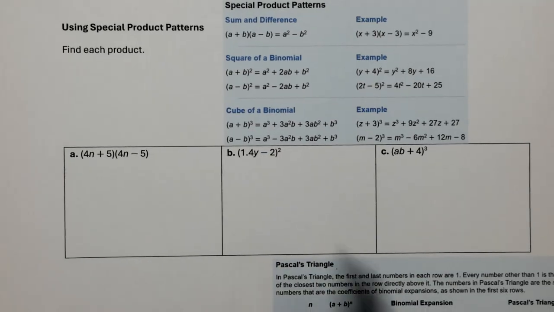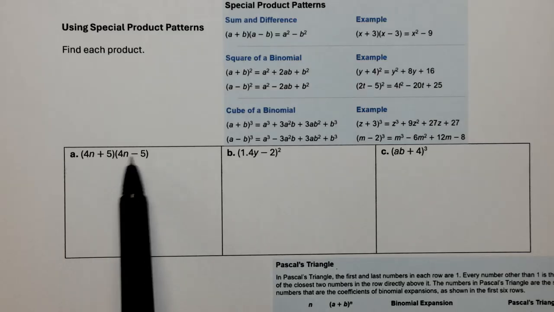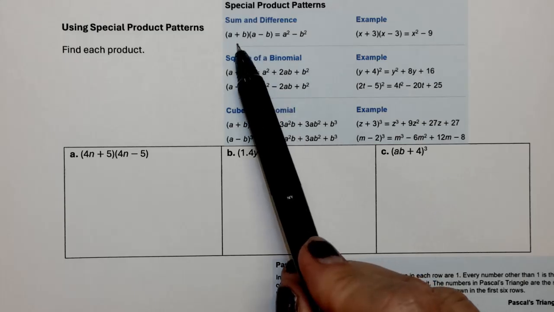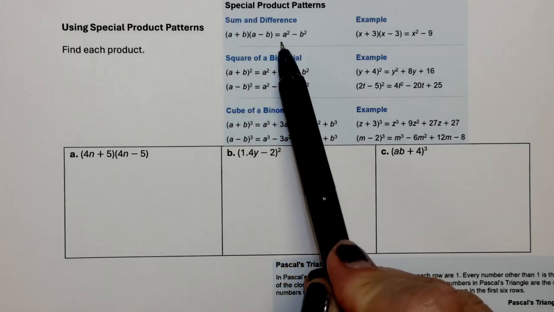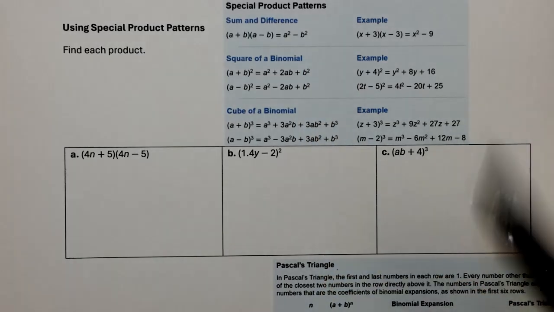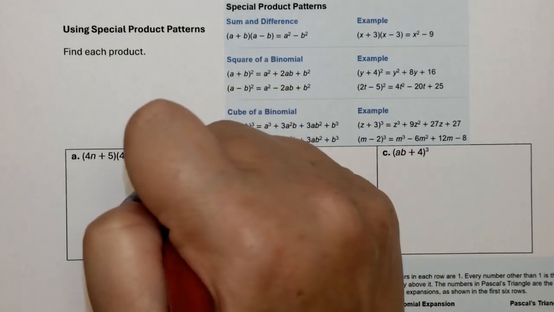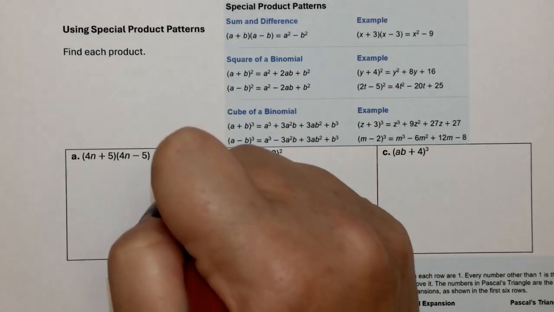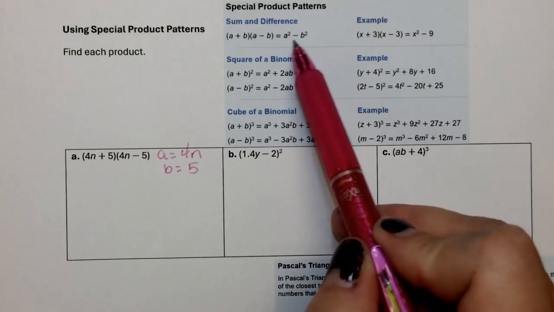All right, so let's dive in. We have a 4n plus 5 and a 4n minus 5. So if I look at that, that one tells me it's a sum and difference. So I could rewrite it as a squared minus b squared. Let me identify my a value and my b value. So my a value is 4n, and my b value is 5. Remember, we don't care about the signs because the sign's going in the pattern.